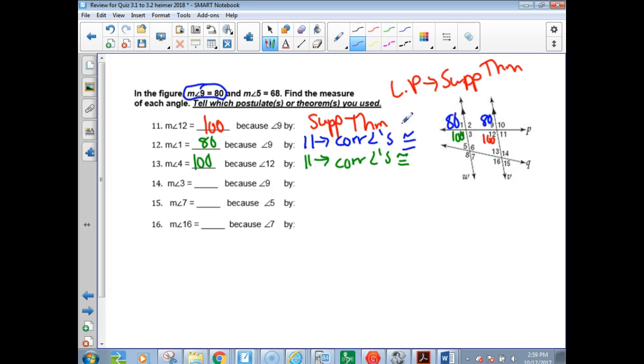All right, 3 and 9. So I go to 3 and I see 3 would be 80 because 3 and 9 are alternate exterior, interior, guys. Are they between parallel lines or are they outside? Guys, these are in between. They're alternate on the interior. Exterior would be like 10 and 4.